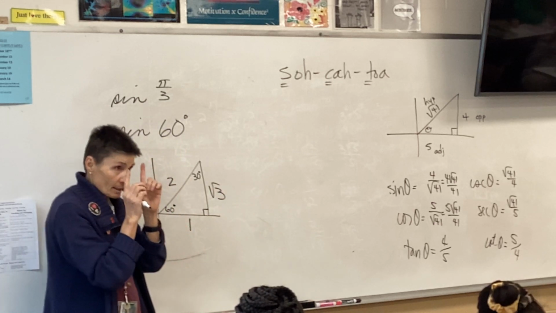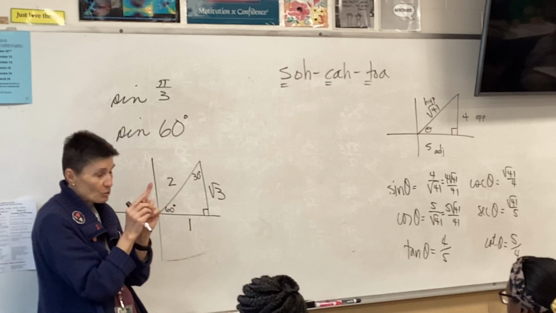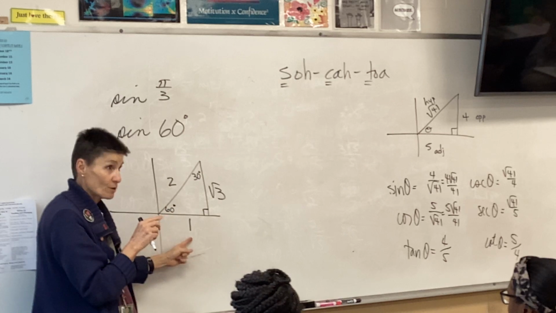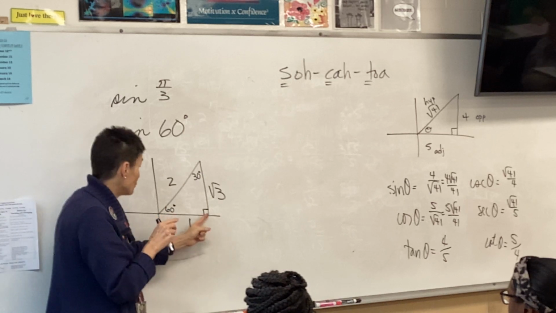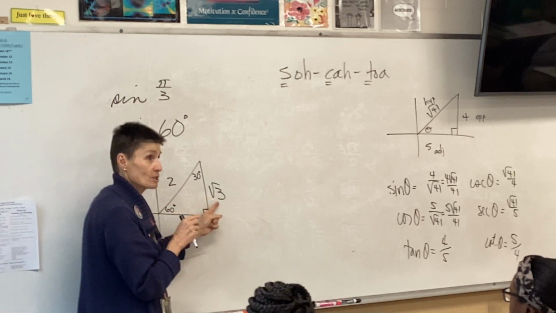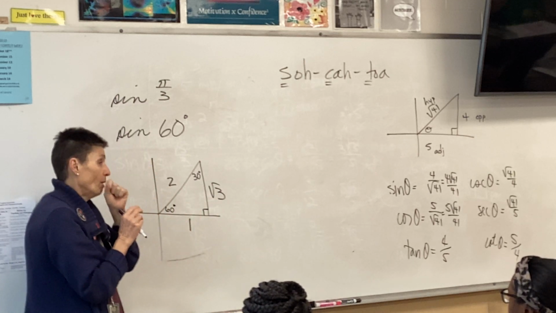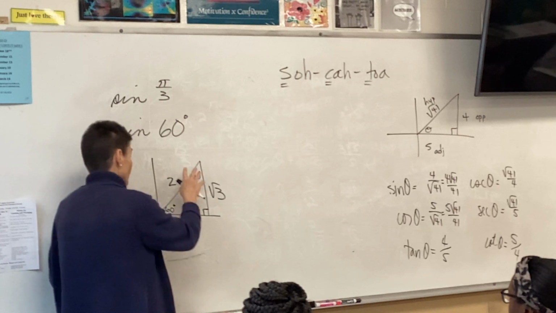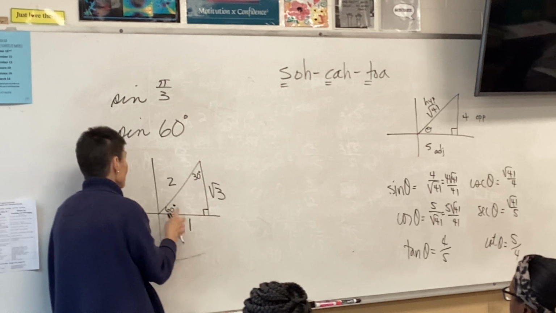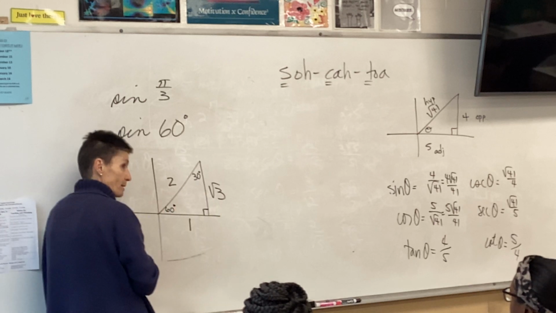Now, you don't just randomly put the 1, 2, root 3 on there. The 1 goes across from the 30, the 2 goes across from the 90, and the root 3 goes across from the 60. No matter where the 30 and 60 are, across from the 30 goes a 1, across from the 60 goes a root 3.